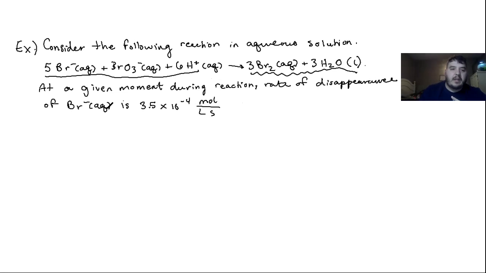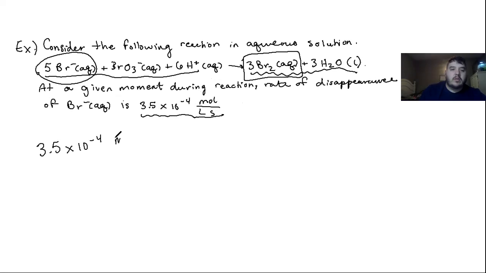So we're going to use this value that we've got here for the rate of disappearance for our bromide, which is this guy right here. And we're going to use that to compare with the rate of appearance for our diatomic bromine on the other side. So what do we know? We know that the rate of disappearance is 3.5 times 10 to the negative 4 moles per liter per second. Another way we could call this is 3.5 times 10 to the negative 4 molarity per second. But we'll stick with moles per liter per second since that's how the question's being asked. And this is for just bromide by itself.